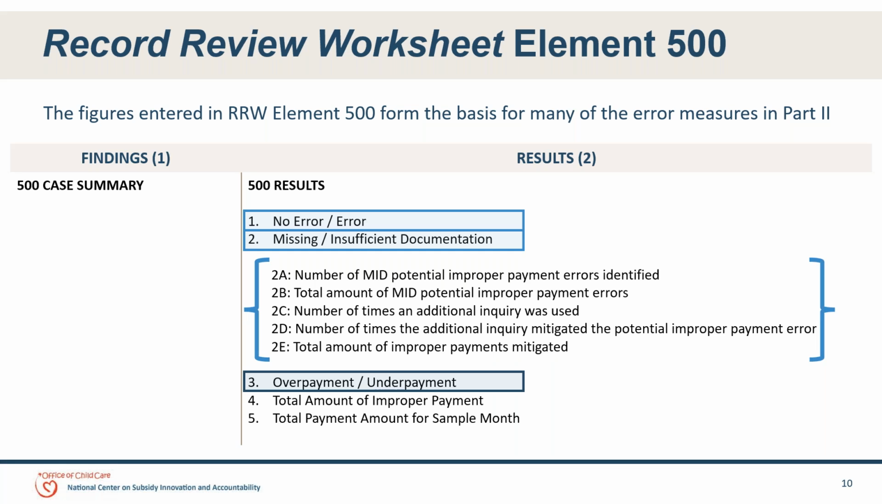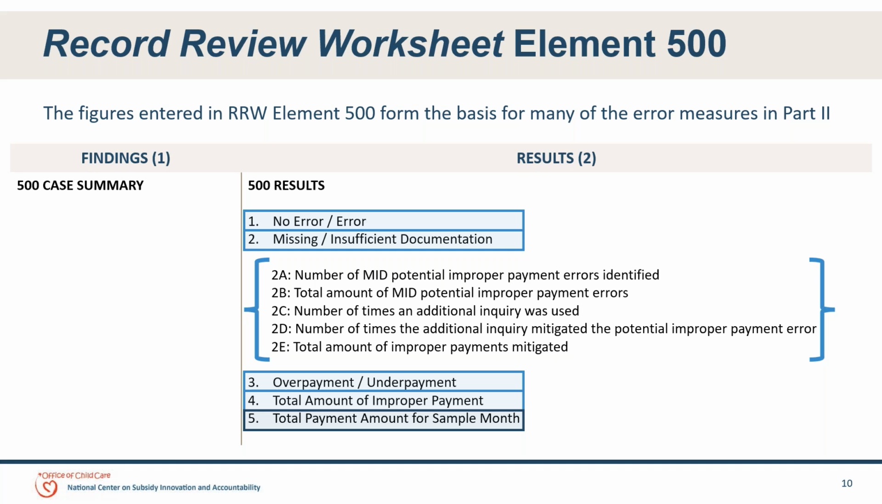Item 3 is where the reviewer would record whether any errors in the case caused an overpayment or underpayment. Item 4 is the amount of the improper payment, if there was one. And then finally, item 5 is the total payment amount for the sample month. And the reason I'm showing this to you is because the information that the reviewers enter here in element 500 of record review worksheets forms the basis for many of the items that are completed in part 2 of this ACF-404 State Improper Payments report.